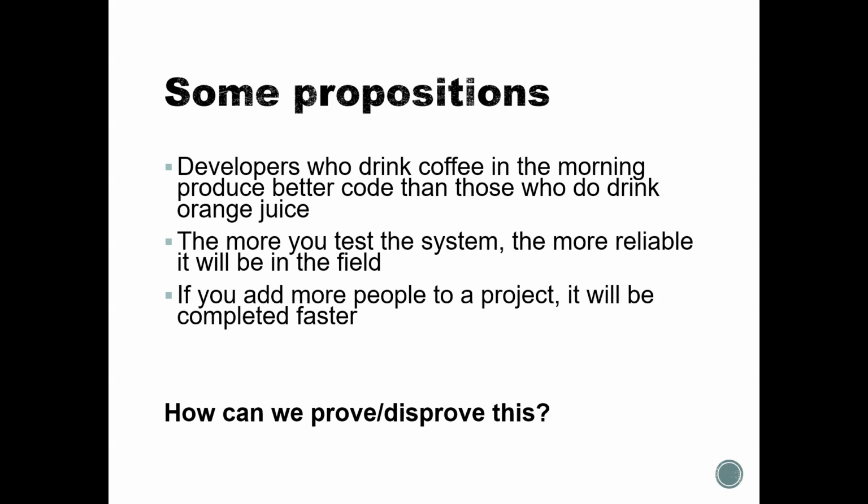For example, I can start with the last one, which tells you that if you add more people to a project, it will be completed faster. So this is something with which you can agree and disagree. Let's assume we have a team of 5 people, and we increase the number of people from 5 to 10, and the task which we were thinking to complete in a month, now maybe we can complete the same task in 20 days.